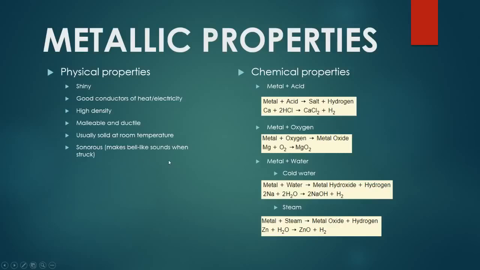In terms of the chemical properties, they have the classic metal plus acid reactions, and we've covered this in the acids and bases topic, but ultimately you get the salt and hydrogen when you add them together. Metals will react with oxygen to produce the metal oxide, and metals will also react with water. Depending on the reactivity of the metals, they can react with cold water, like sodium and potassium. They're fairly reactive metals, and you get the metal hydroxide along with the hydrogen.